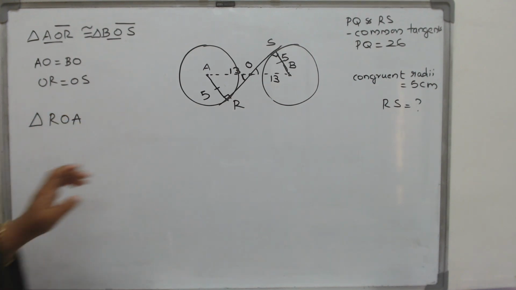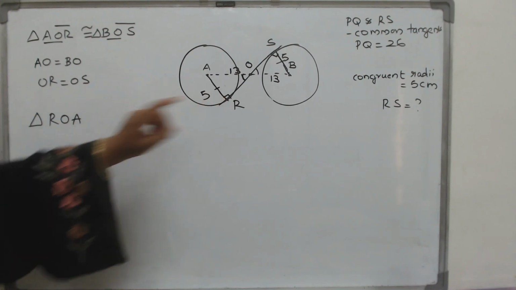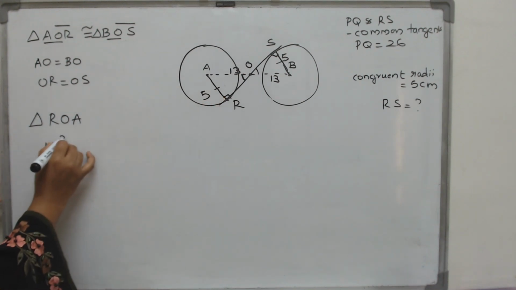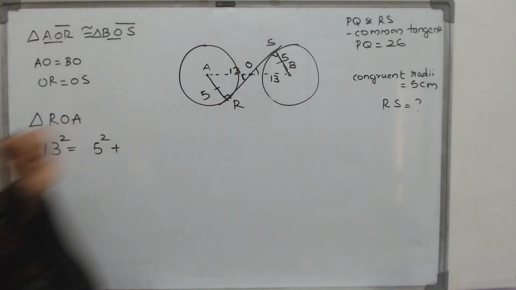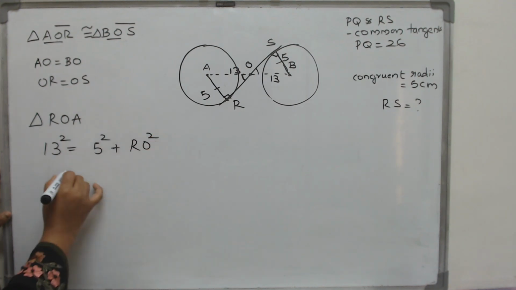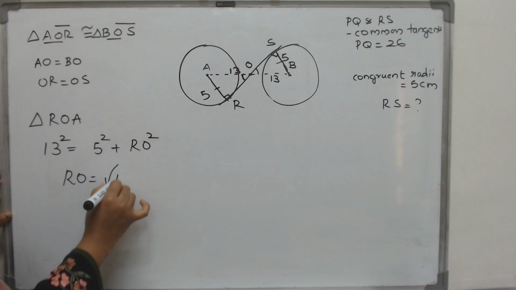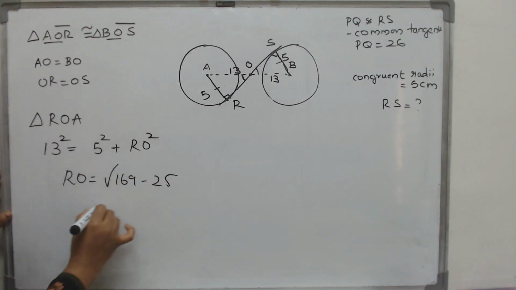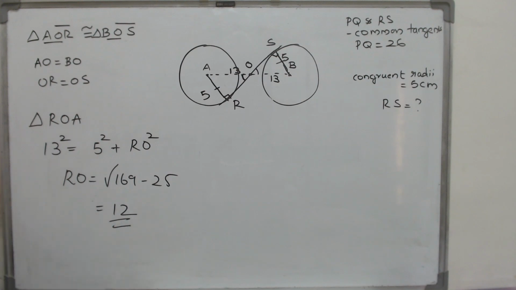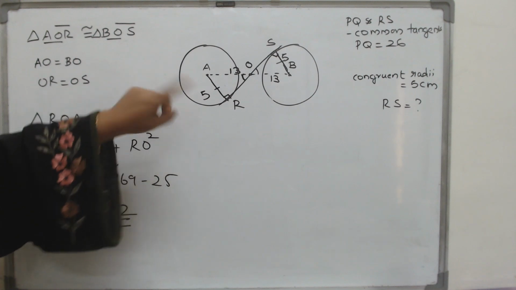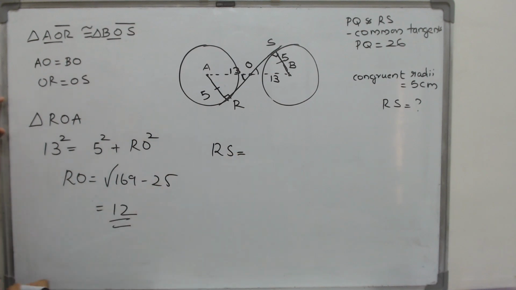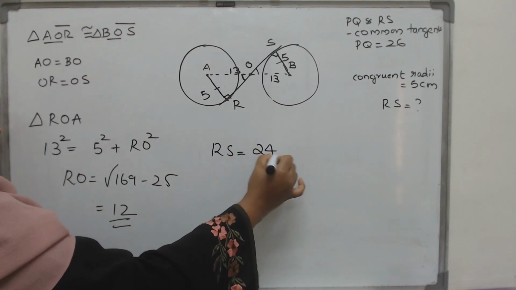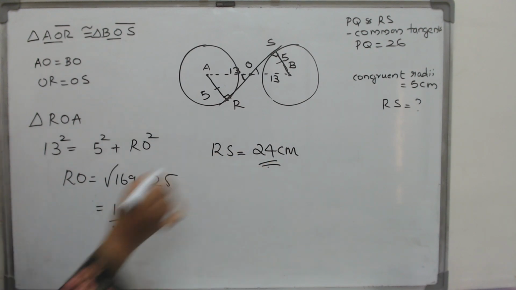Now just look at the triangle ROA. What sort of a triangle is it? It is a right triangle. And what is its hypotenuse? It is 13. One of its legs is 5. What is the other leg? It is RO. Then what is RO? It is 12 centimeters. But RO is not what we need. We need the whole of RS. O is just its midpoint. So RS, the whole of that tangent is what? It is 24 centimeters. That is the answer we needed.